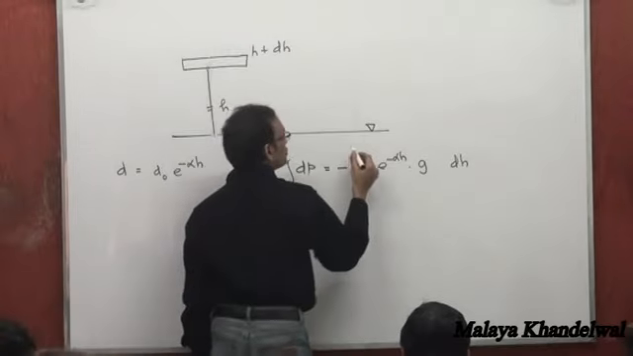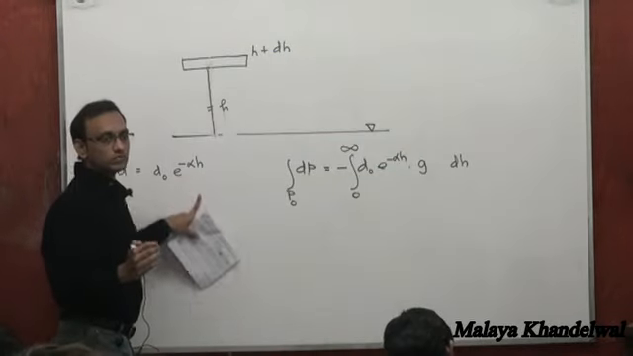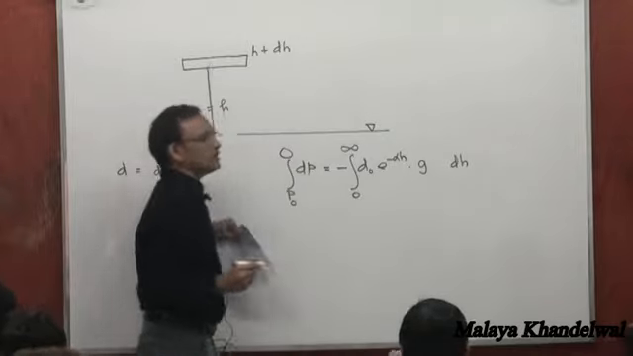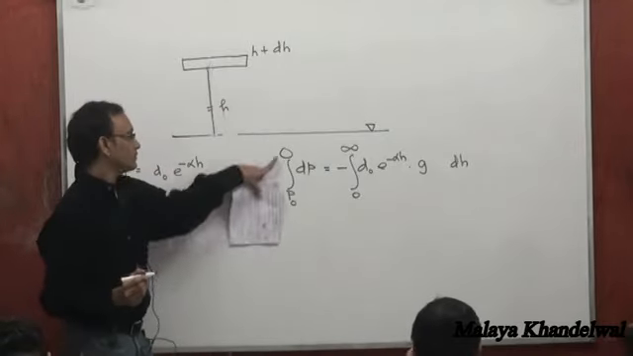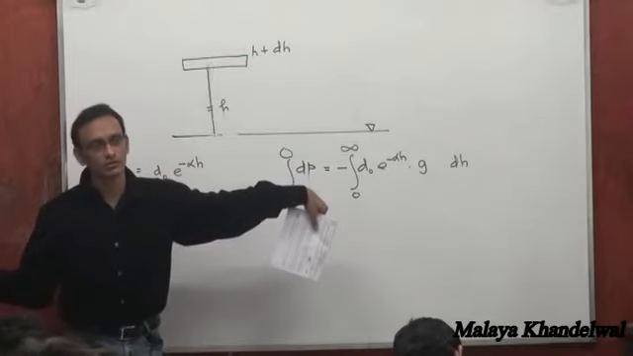And when h is infinity, the density becomes 0. That means there are hardly any particles there. The pressure will become 0 at h equal to infinity. Integrate and solve for P naught. Plug in values and solve for P naught. Clear?